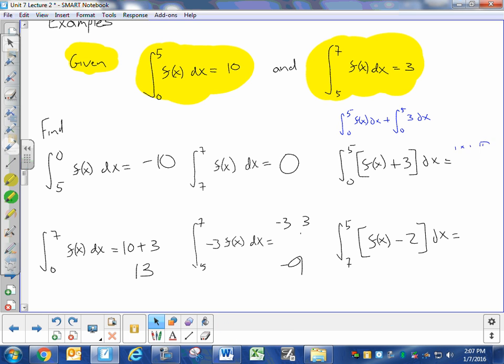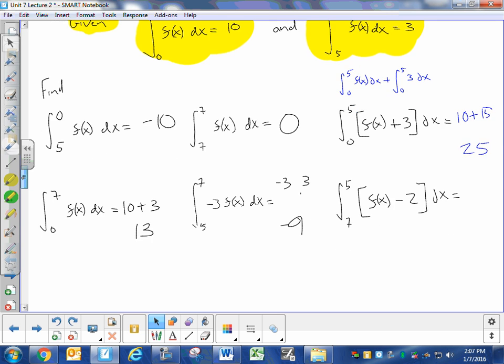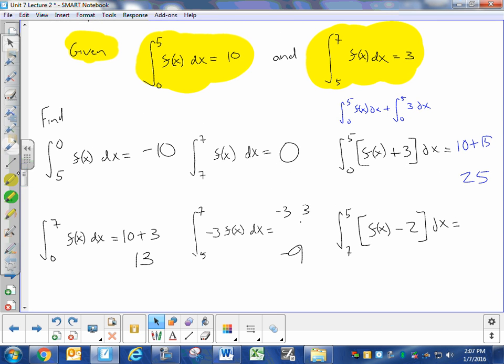answer just disappeared. There it is. You have the 10 plus the 15, giving you 25. The last one. There are many ways to do it. You might think your way is easier than mine. This is how I would do it to make sure I got the right answer.